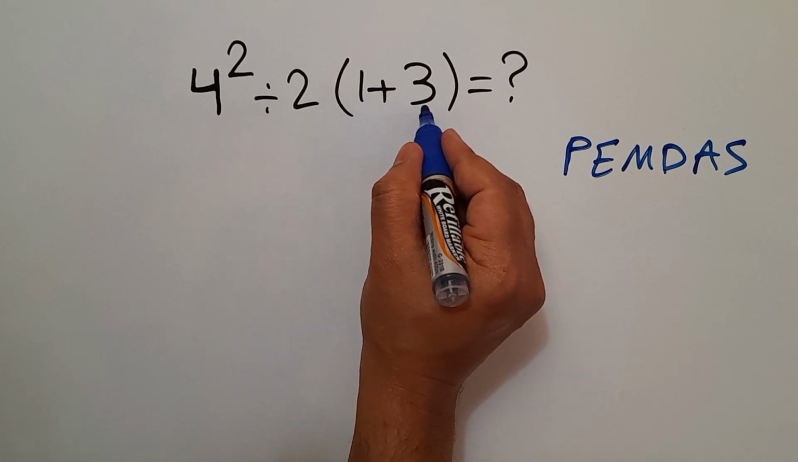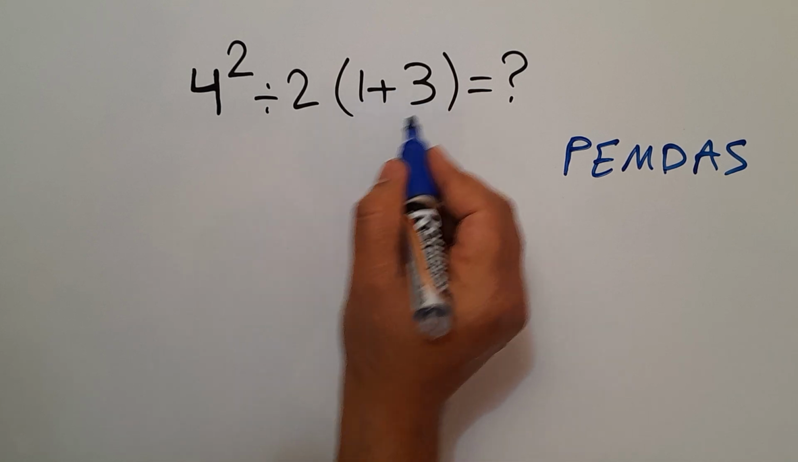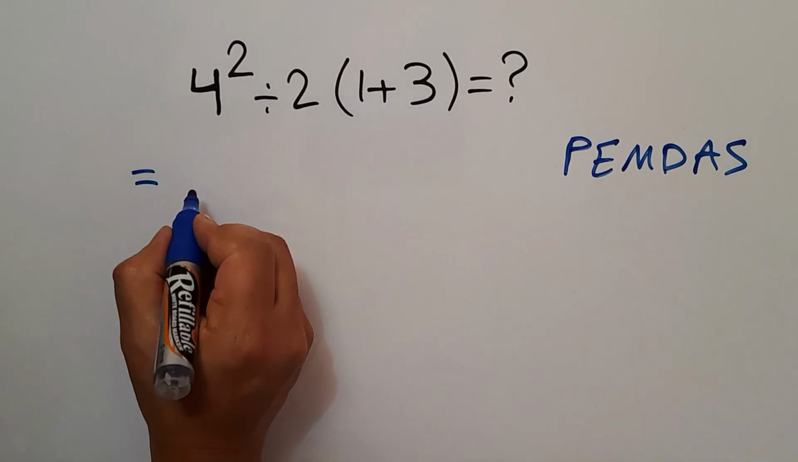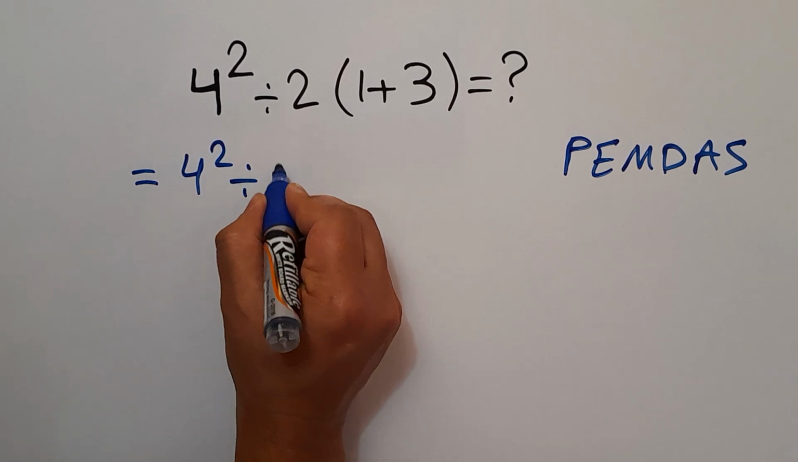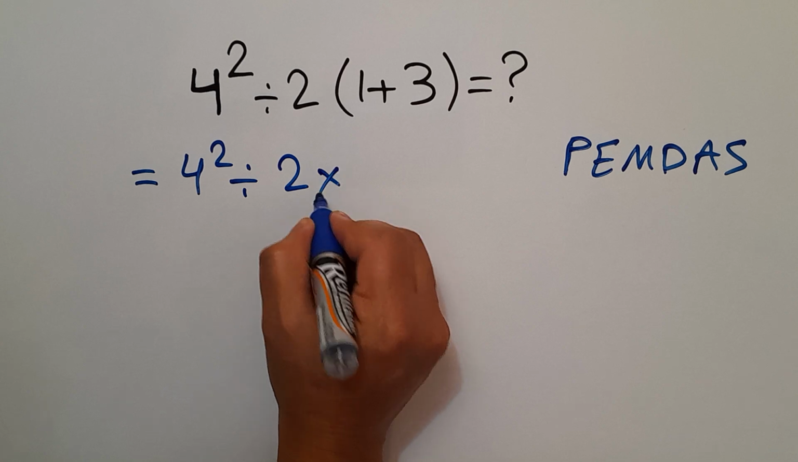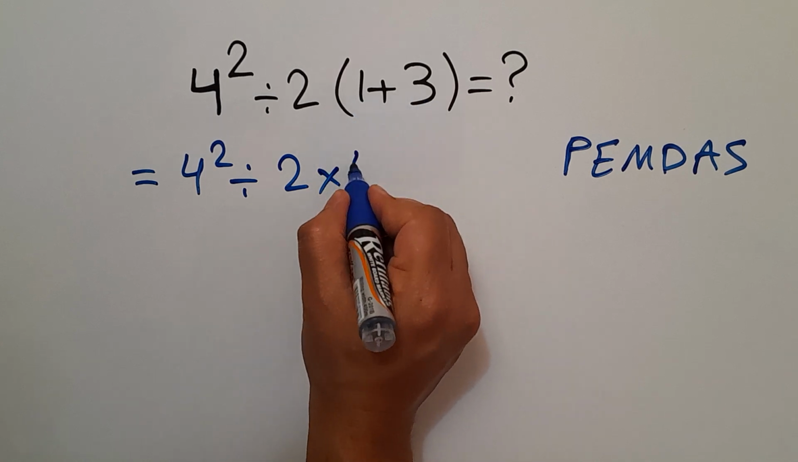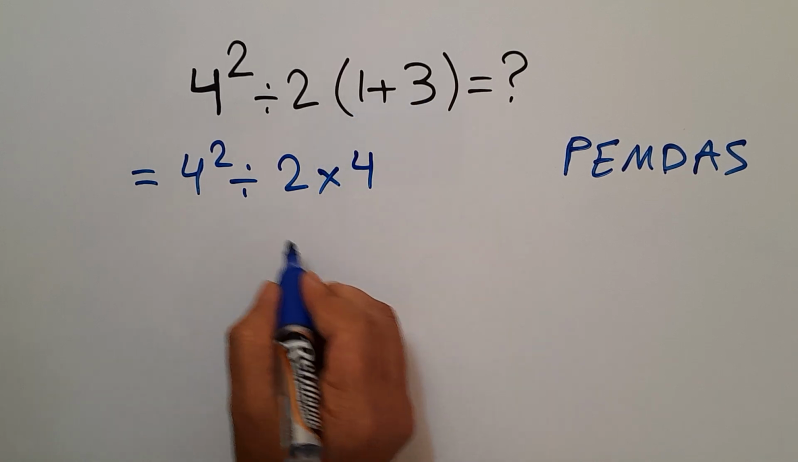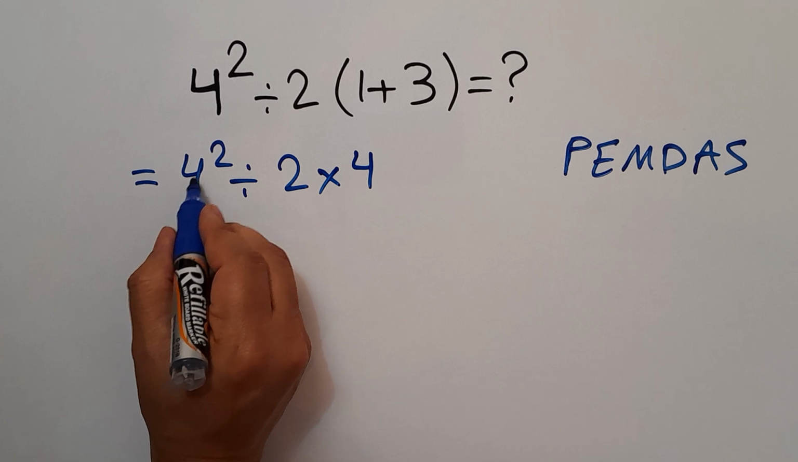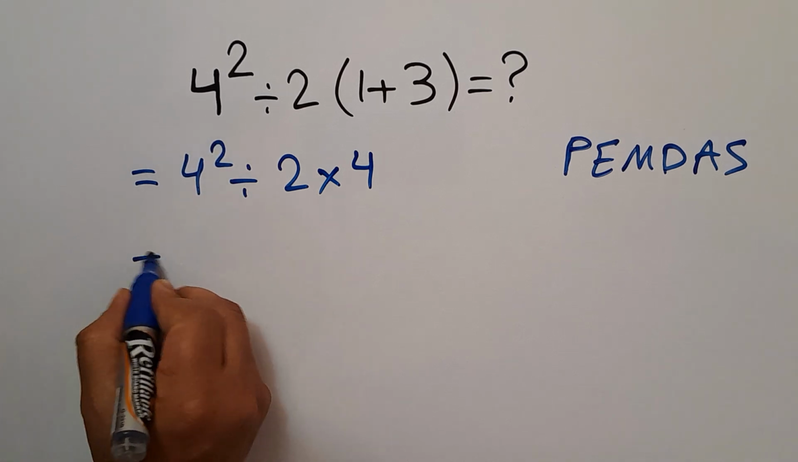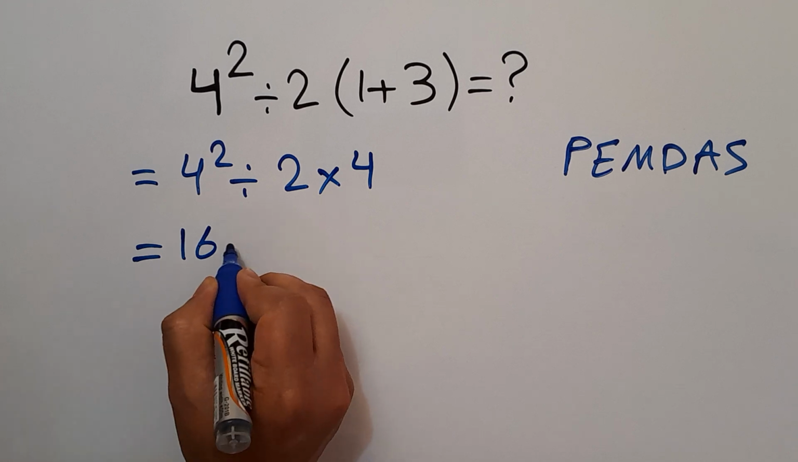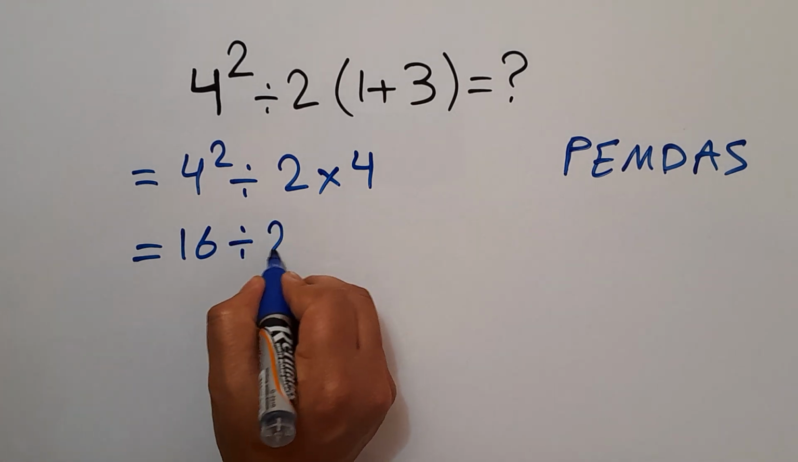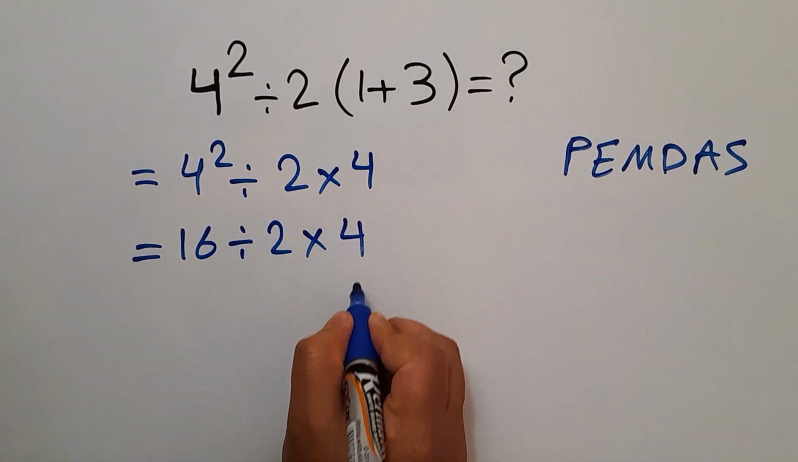1 plus 3 gives us 4. So our expression equals 4 squared divided by 2, then times 1 plus 3 gives us 4. Now here we first do this exponent. 4 squared gives us 16. So 16 divided by 2, then times 4.